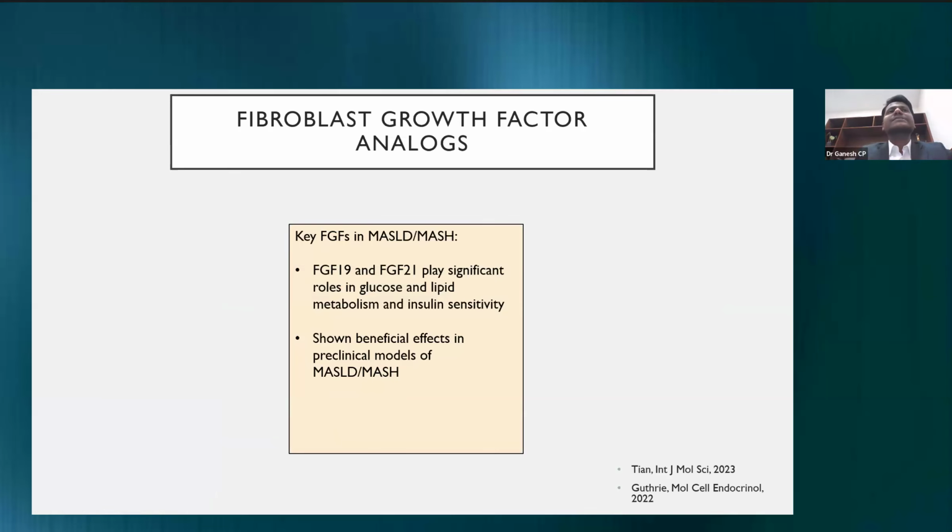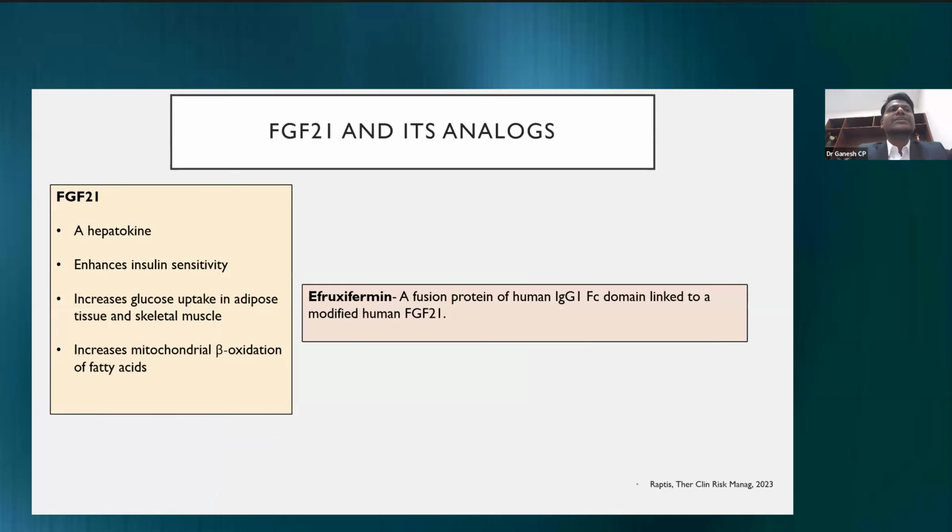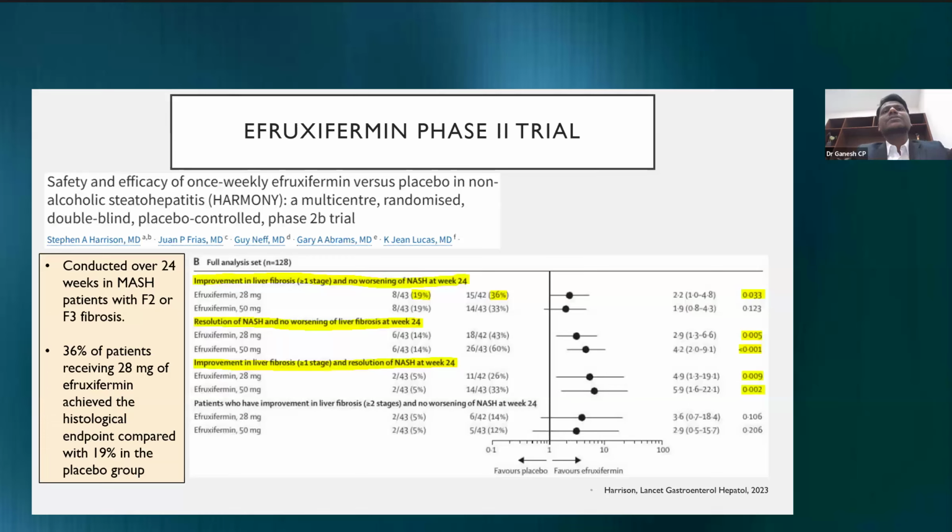Okay, so what is this drug? This is a hepatokine, and it enhances insulin sensitivity, increases glucose uptake in adipose tissue and skeletal muscles, and increases the mitochondrial beta oxidation of free fatty acids. So efruxifermin has currently cleared the phase 2 trial. This is an FGF21 agonist. In this phase 2b trial, it has been shown to improve steatohepatitis and also improve fibrosis, and both were seen at the end of 24 weeks with a dosage of 28 milligrams per day. But still, this has not been approved by FDA because it has cleared only the phase 2 trial. A phase 3 trial for this drug has been started.